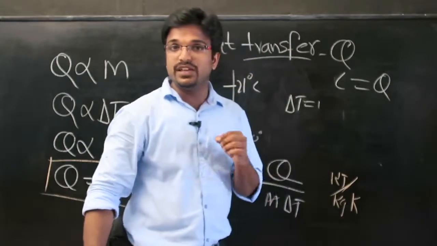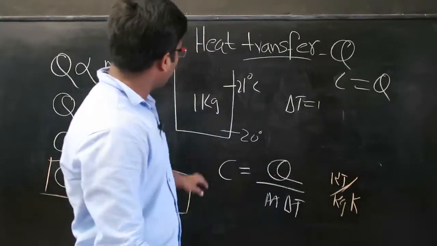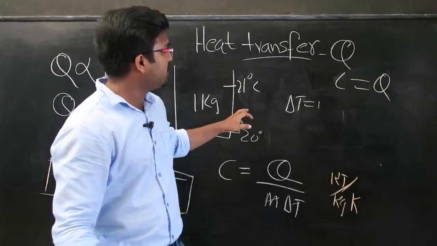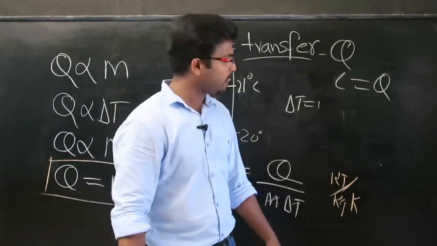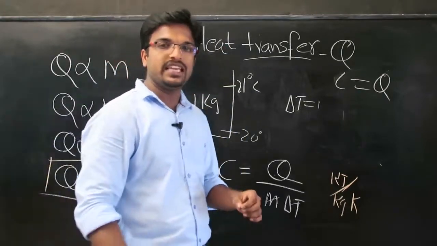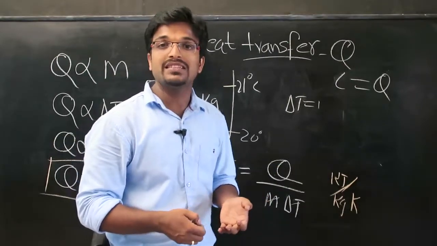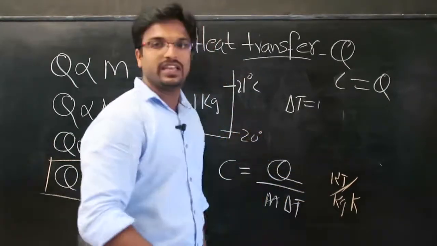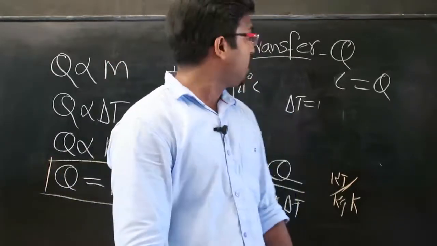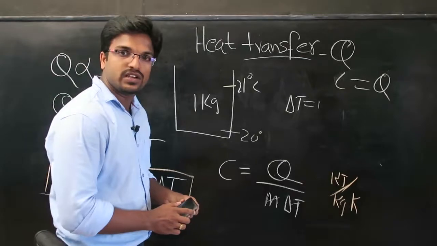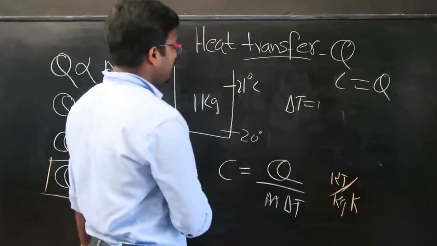So specific heat is defined as the amount of heat required to raise a 1 kilogram mass system by a temperature of 1 degree Celsius. Okay, is that clear? That means how much heat we have to supply to have a 1 degree Celsius rise in a unit mass system. That's what specific heat means. And there are two types of specific heat. The first one is specific heat at constant pressure, and the second one is specific heat at constant volume. Let's see what they are.